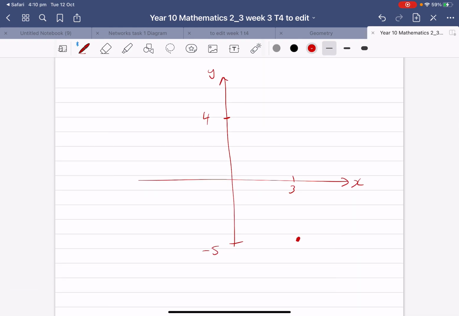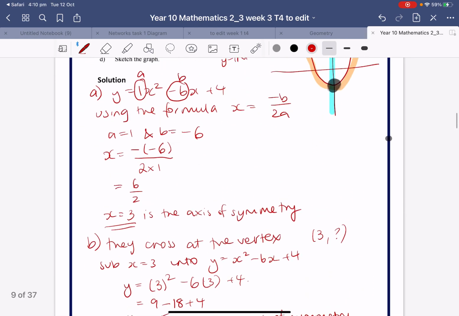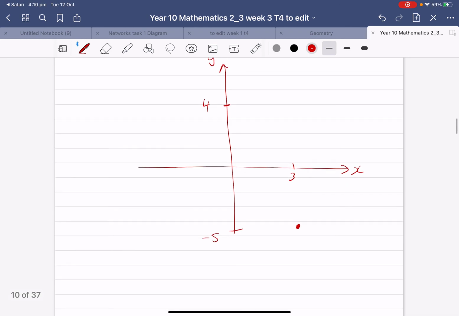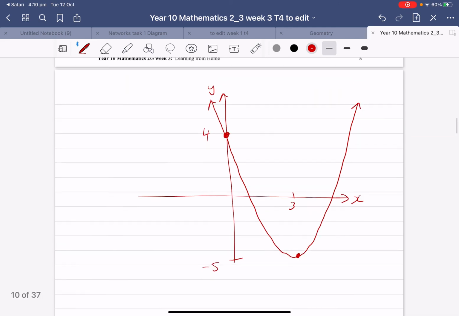So is it concave up or concave down? Well, x squared is positive, so it's going to be concave up, and it's going to go through this point here. So it's going to be like this, and then because it's symmetrical, it's going to be the same on the other side. Okay, so that's what the sketch would look like.